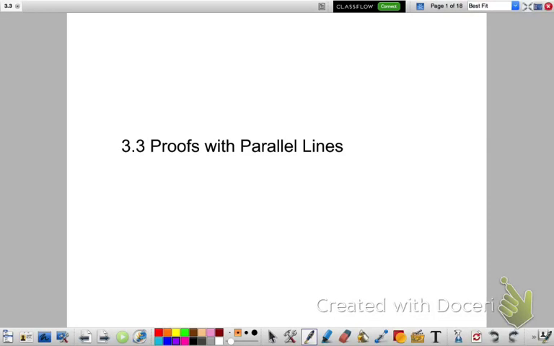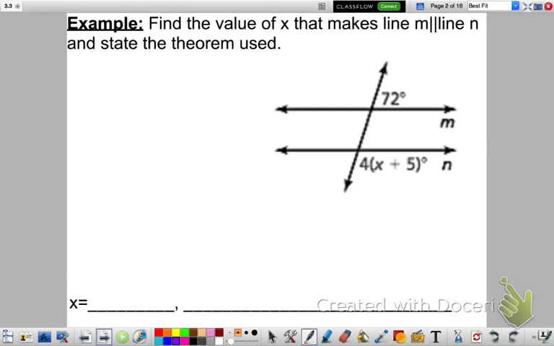Today we are going to cover section 3. It will cover proofs with parallel lines. Typically, we are told that M and N are parallel, therefore find the value of x. This time we're going to do it backwards. We're going to find the value of x that would make M and N parallel.